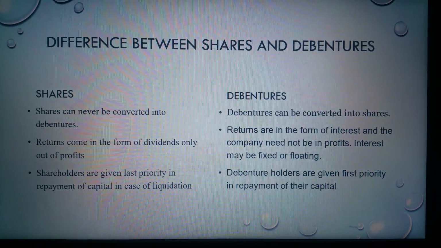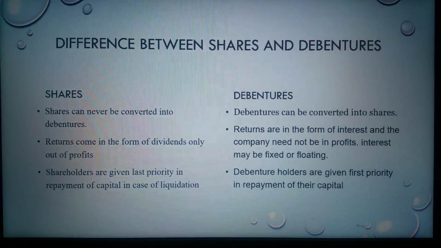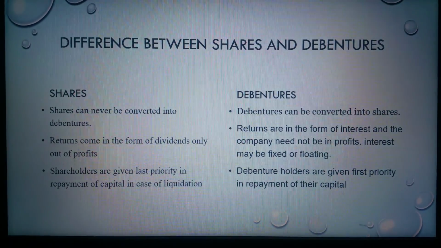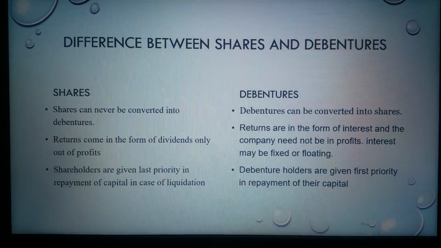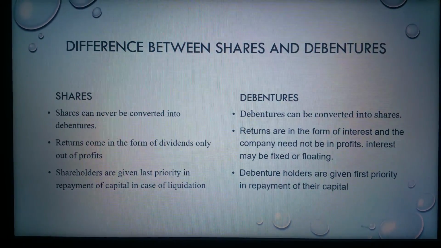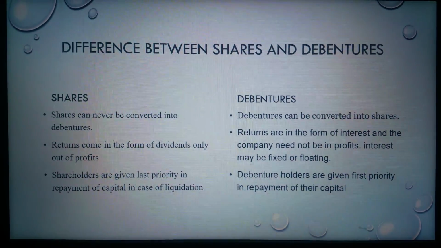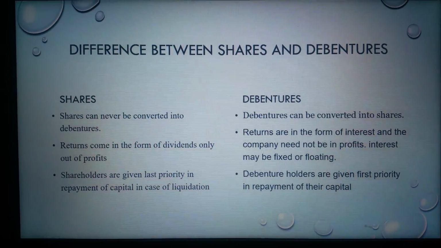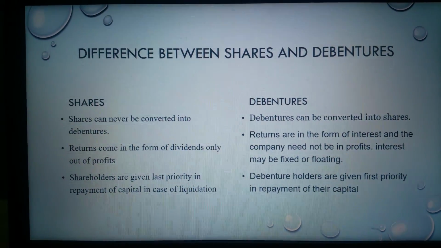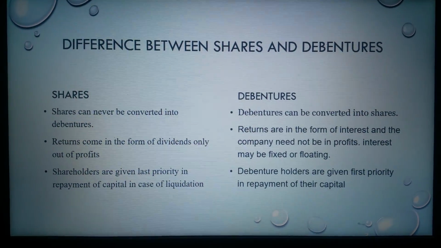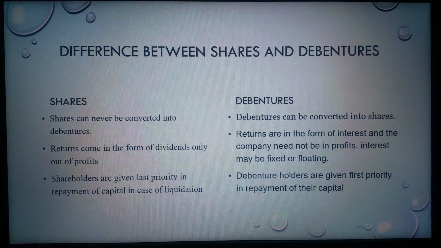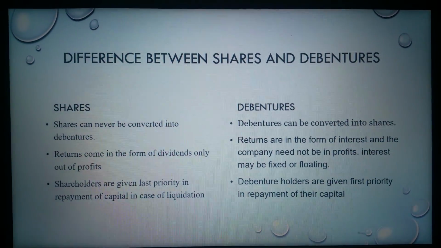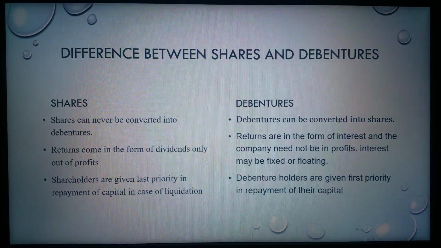Further, shares can never be converted into debentures. In the case of convertible preference shares, the option is given to convert the preference shares only into equity shares. So preference shares also cannot be converted into debentures. Whereas debentures are issued for a fixed or stipulated period of time, like 7 years, 10 years. At the end of the stipulated period, the debenture holders are given the option of either taking back the capital from the company or getting the debentures converted into shares.